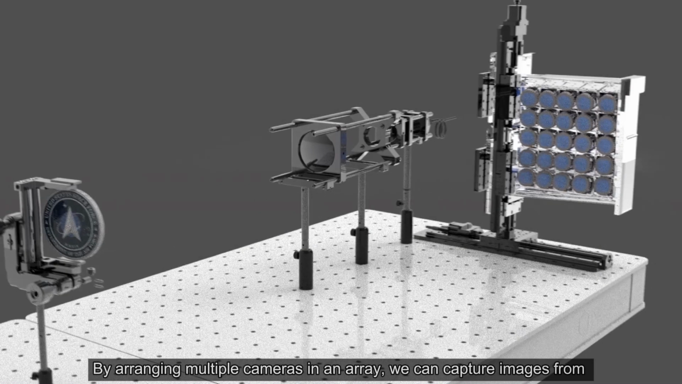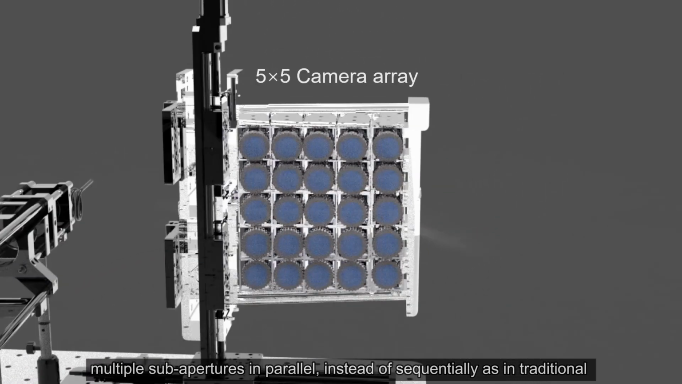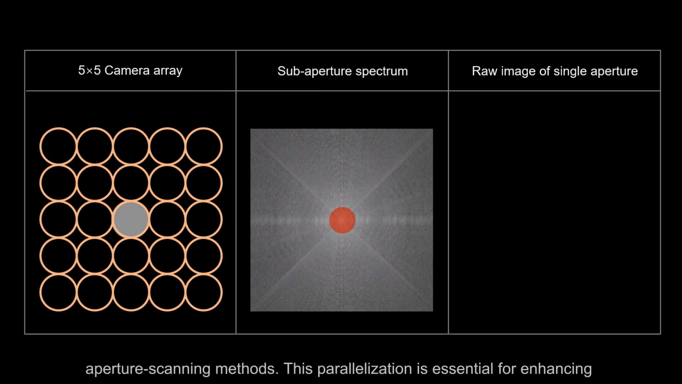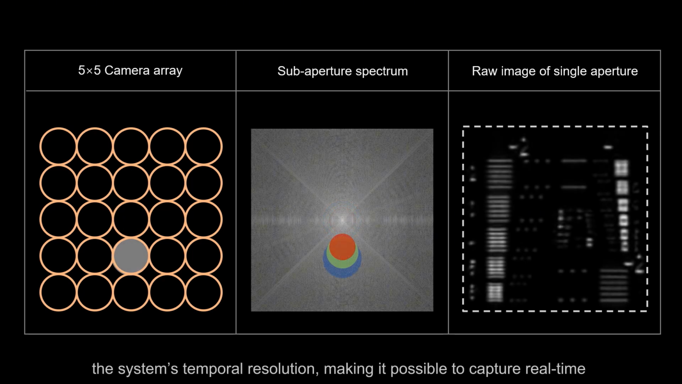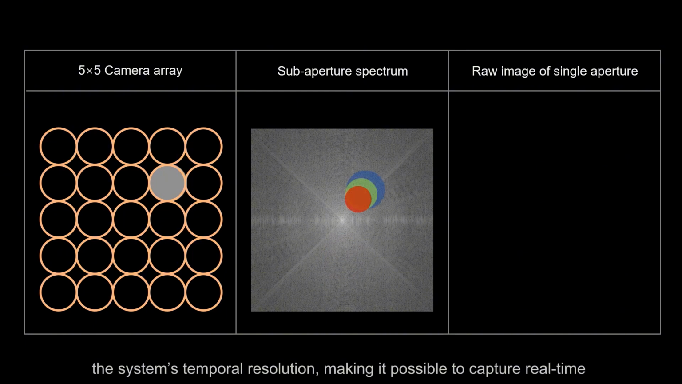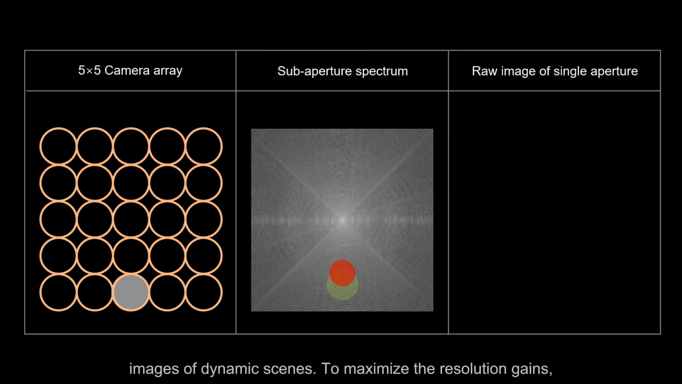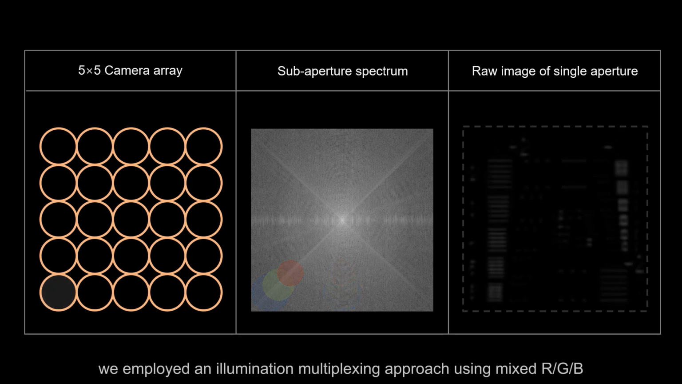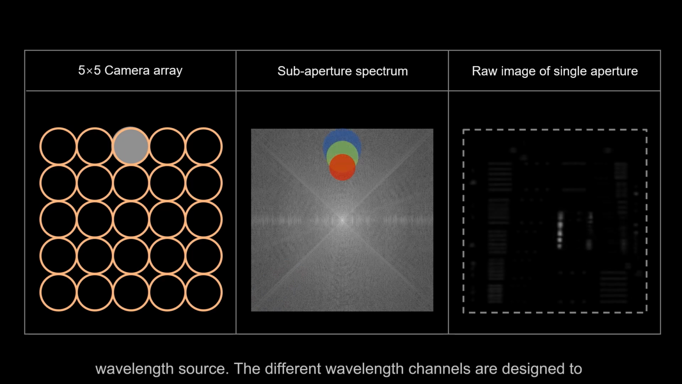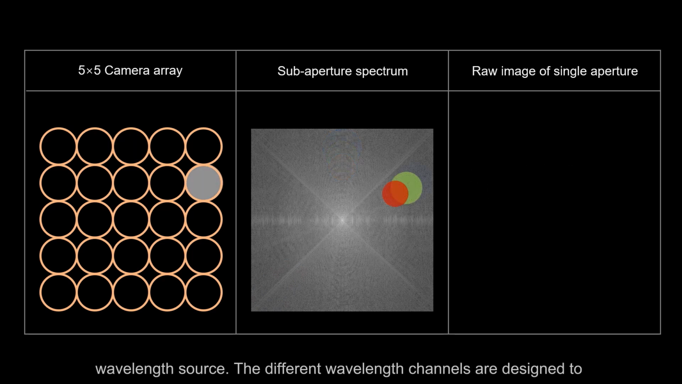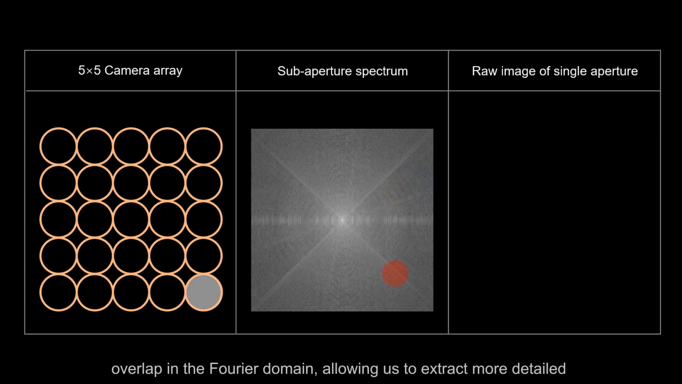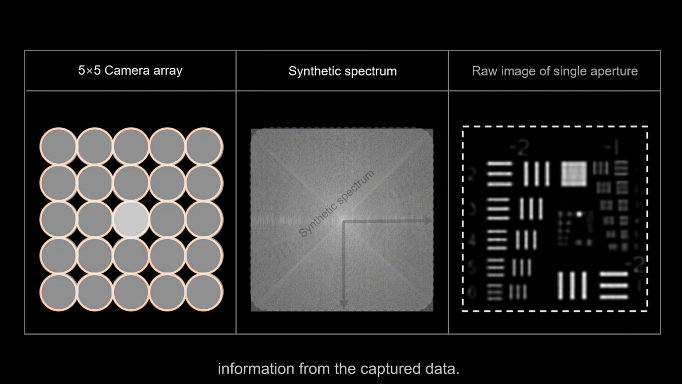By arranging multiple cameras in an array, we can capture images from multiple subapertures in parallel, instead of sequentially as in traditional aperture scanning methods. This parallelization is essential for enhancing the system's temporal resolution, making it possible to capture real-time images of dynamic scenes. To maximize the resolution gains, we employed an illumination multiplexing approach using a mixed RGB wavelength source. The different wavelength channels are designed to overlap in the Fourier domain, allowing us to extract more detailed information from the captured data.